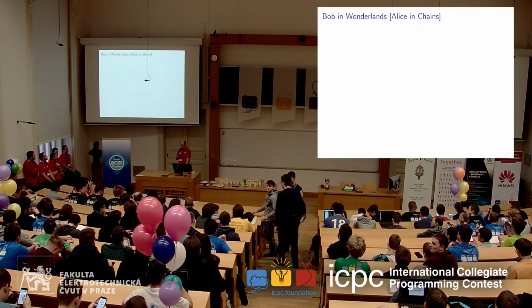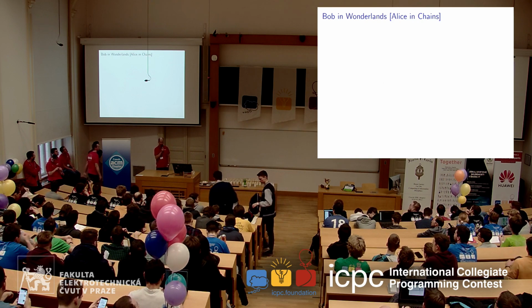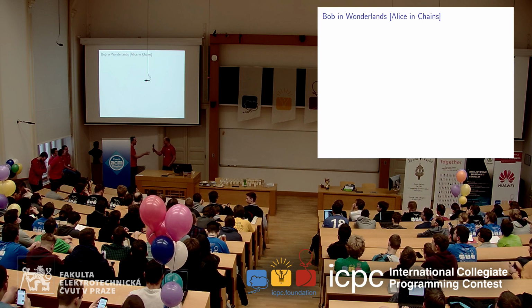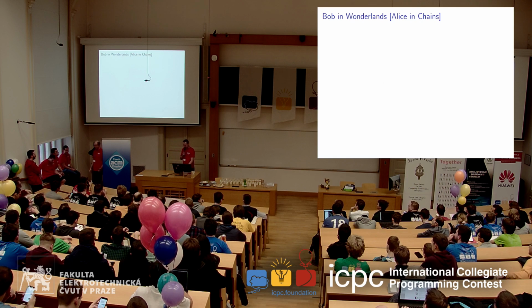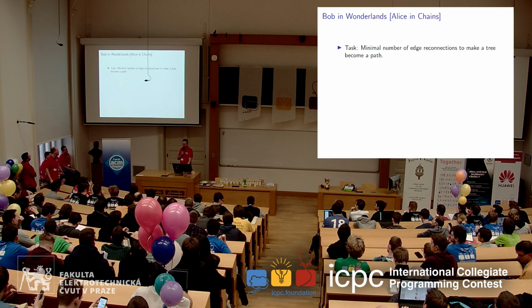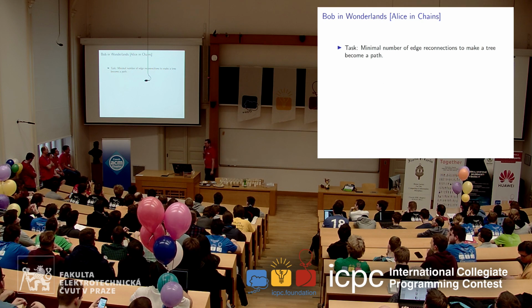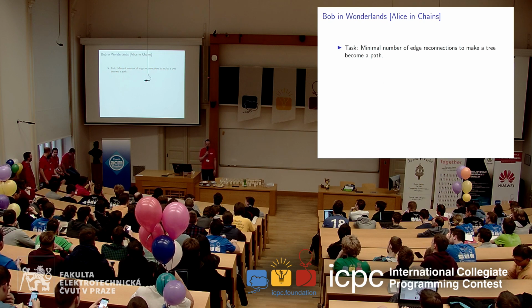So actually the first presented problem is Bob in Wonderland. Okay, so this was the easiest problem in the problem set. Basically, what you were asked to do was to find the minimal number of edge reconnections to make a path from a tree.